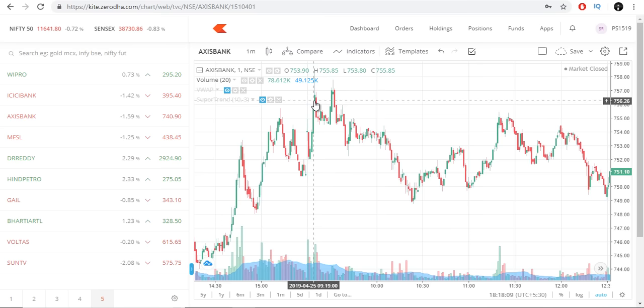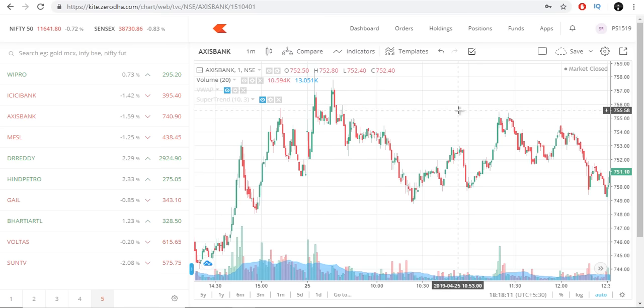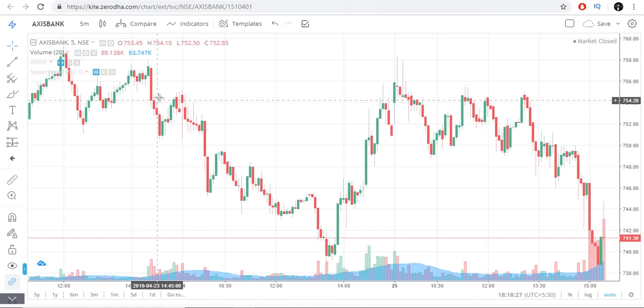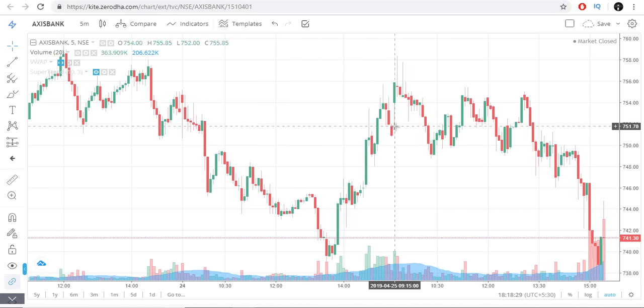I think it would be better if I pop the chart into a new window. Exactly at 9:19 a.m. in the morning I have taken the trade. This is a 5 minute time frame chart, and you can see this is the candle where I have taken the trade. When I took the trade, the stock was trading at around 756 rupees.